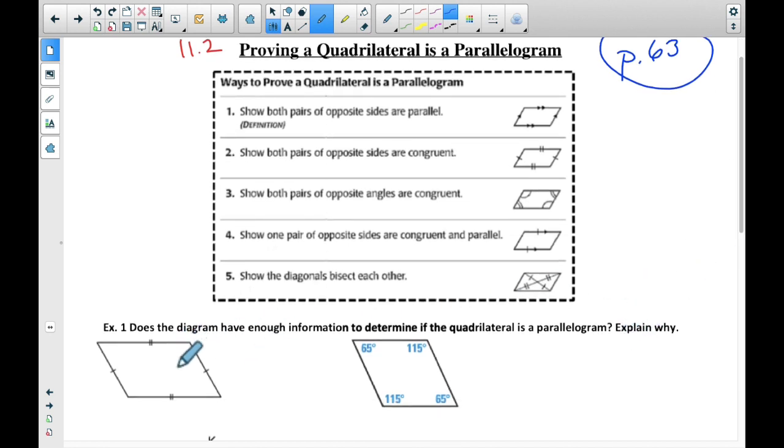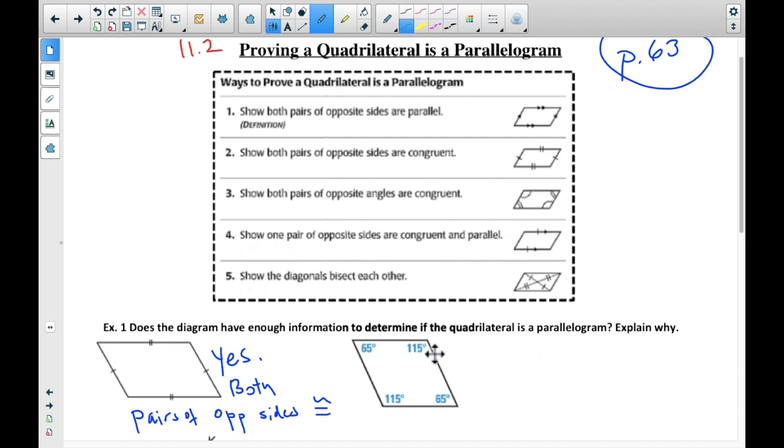And so what we're going to do is we're going to look at the examples and see, does this match up with anything from up above? And if it does, we'll say yes, and we'll state the reason. If it's not, then we'll say no, and we'll state why not. So, for instance, I'm looking at this one, and that looks a lot like that second one, doesn't it? So is this enough information to determine if it is a parallelogram? Yes. Why? Because both pairs of opposite sides are congruent.